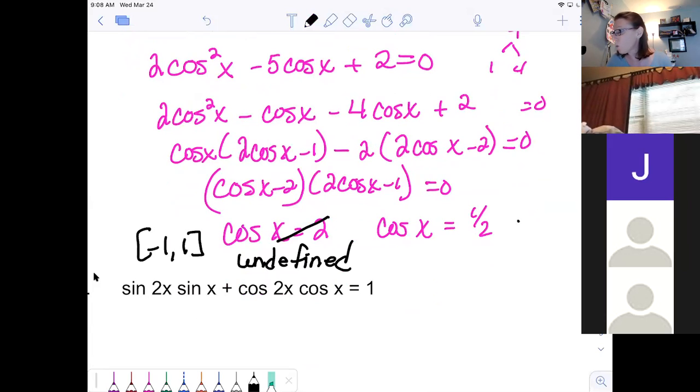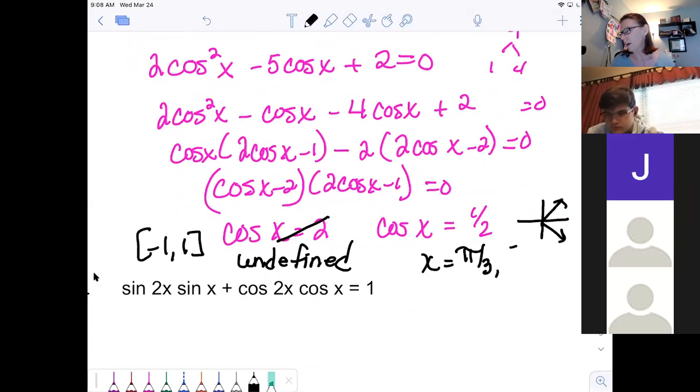And then Gianna, when is the cosine 1/2 on the unit circle? At pi/3 and 5 pi/3. Excellent. So cosine is the x. It's 1/2 at pi/3 and 5 pi/3. Questions?